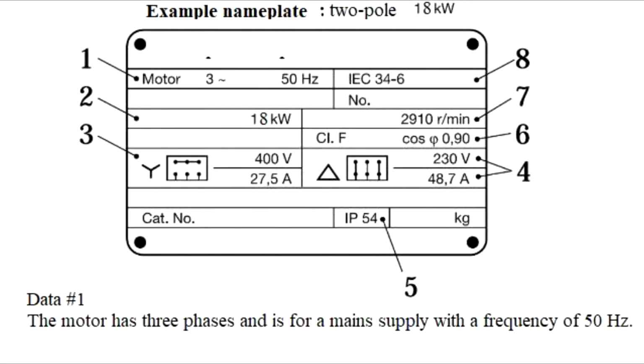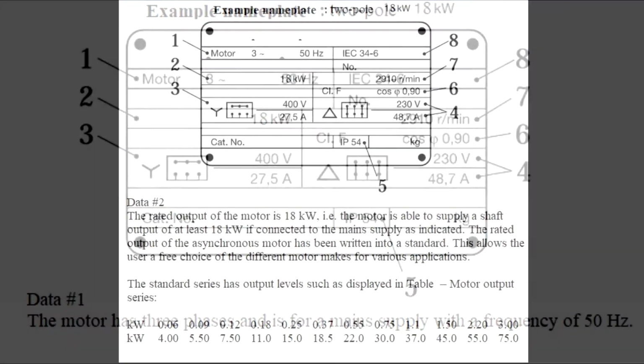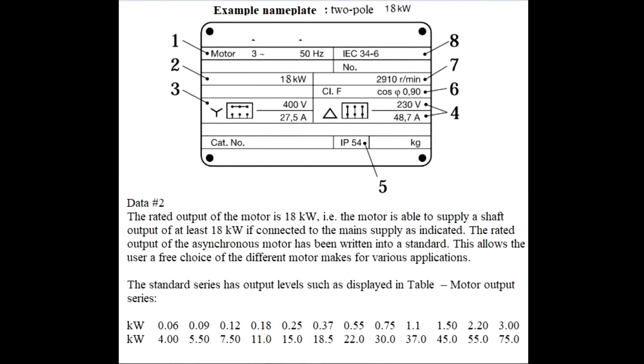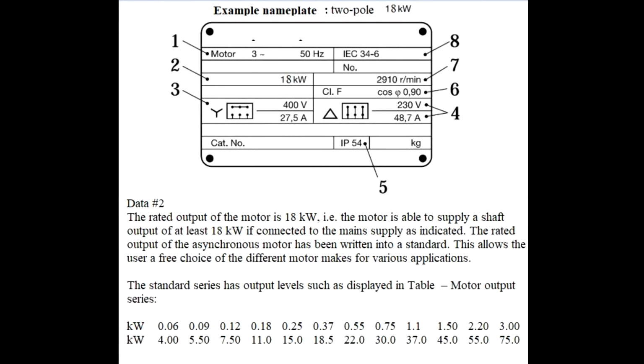Data 1. The motor is 3 phase and is for a main supply with a frequency of 50 Hz. Data 2. The rated output of the motor is 18 kilowatt. This means the motor is able to supply a shaft output of at least 18 kilowatt if connected to the main supply as indicated.